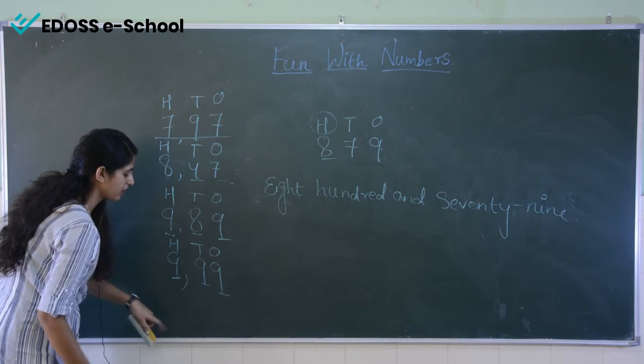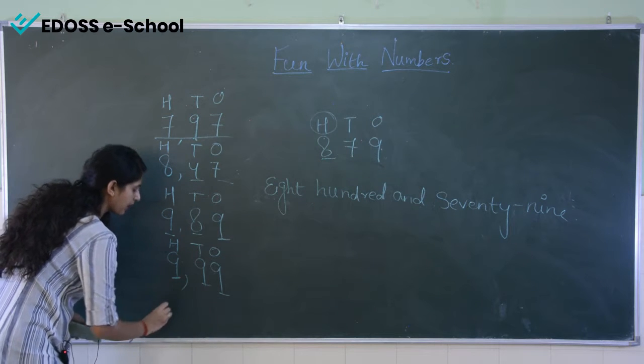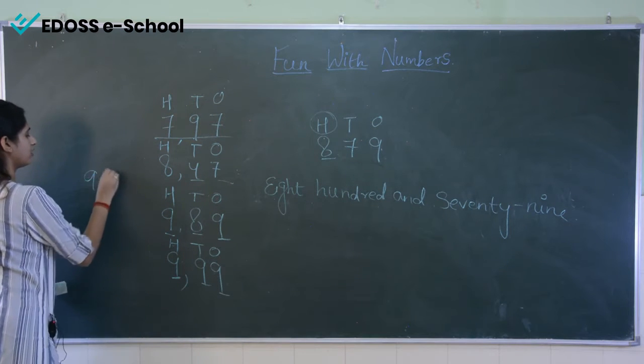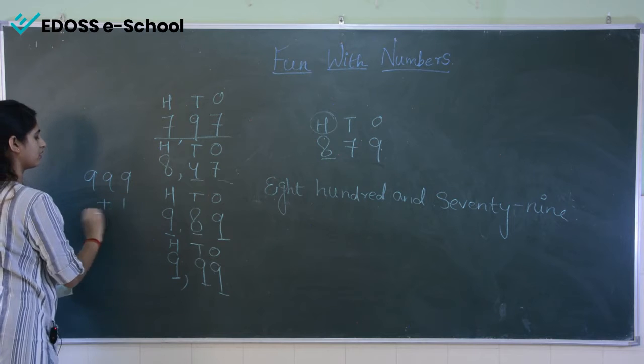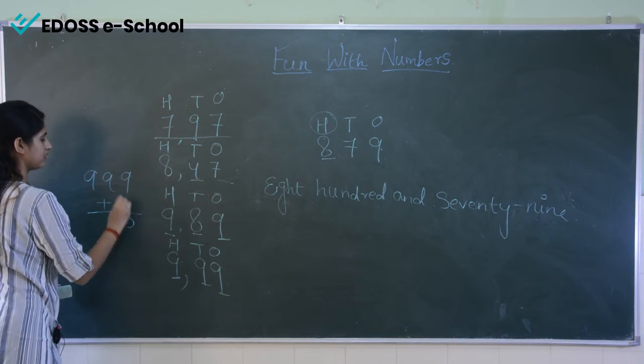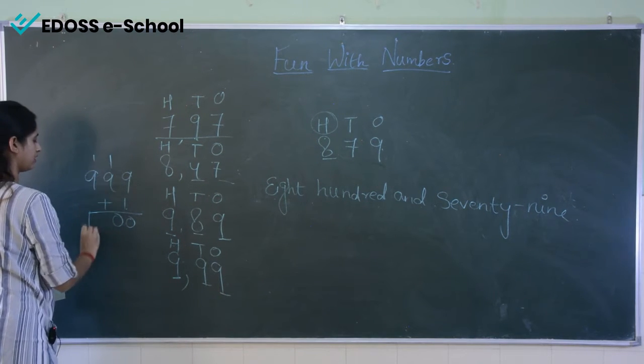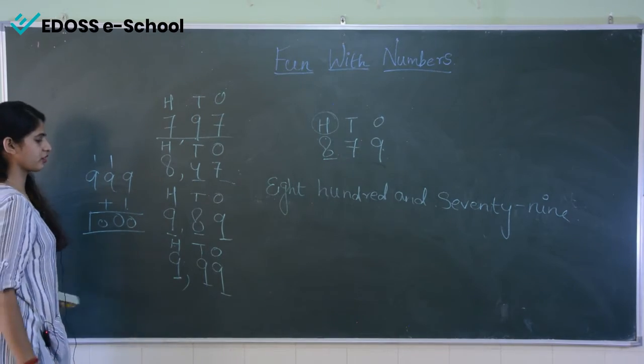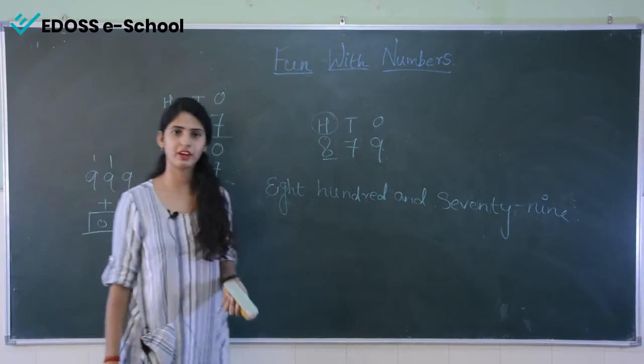So 999. After this what will come? If I add 1 to this, it is a 3-digit number. Here we'll talk about 3-digit numbers only.